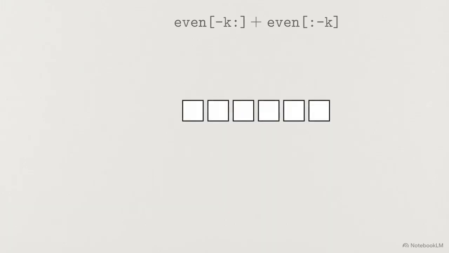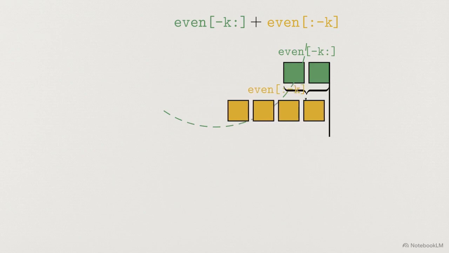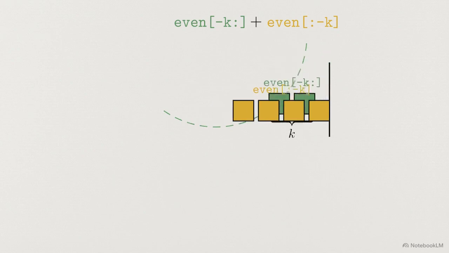Phase 3 executes the rotation using slicing and concatenation. The formula uses 2 slices. First, even[-k:], shown here in green, starts k steps from the end of the array. By using negative indexing, we isolate the elements at the end that are destined to wrap around to the front. The second slice is even[:-k]. This captures the rest of the array, the elements that shift rightward but do not move past the end boundary.